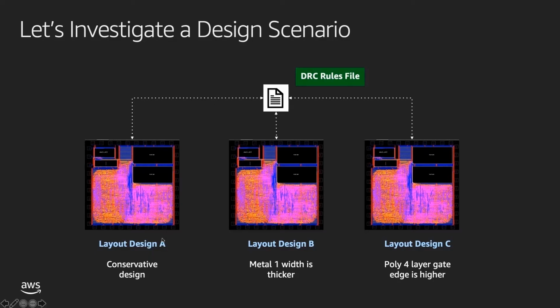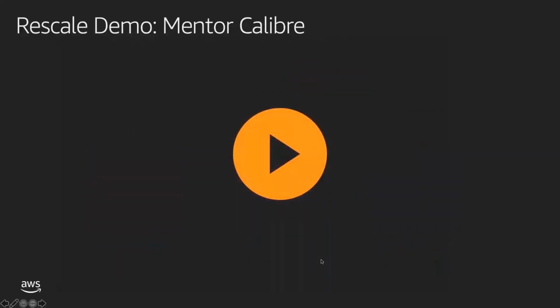So I want to run DRC analysis for all 3 cases and then verify if these designs are passing DRC or if they are failing. And if they are failing, which are those layers I need to be concerned about? So let's dive into a demo.